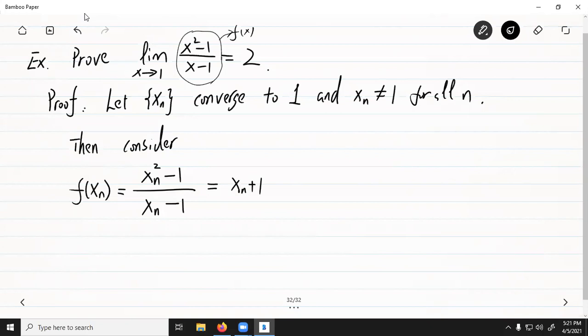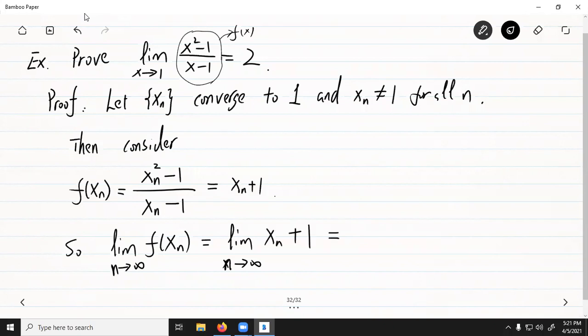Then we consider the limit as n approaches infinity of this f of x_n. We need to check if it is equal to 2. So which is the limit as n approaches infinity of x_n plus 1. We know the limit of x_n is given by 1, we assume x_n converges to 1. So this limit is equal to 1 plus 1, which equals 2.